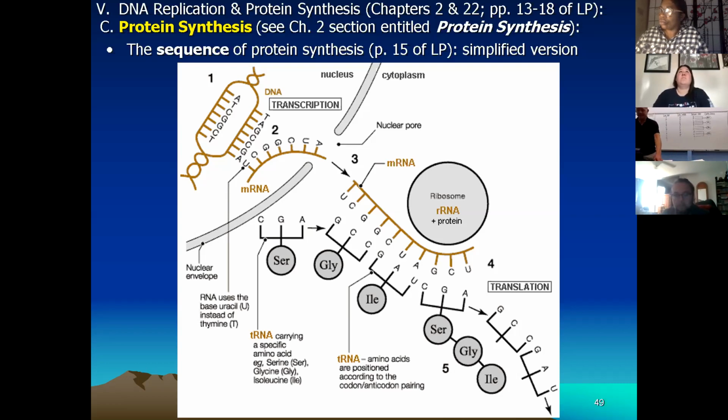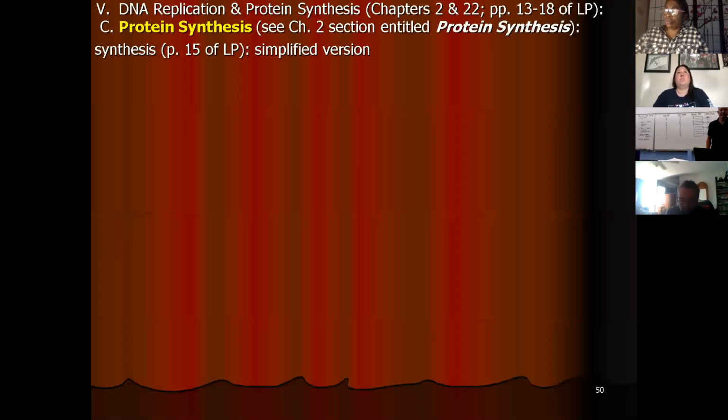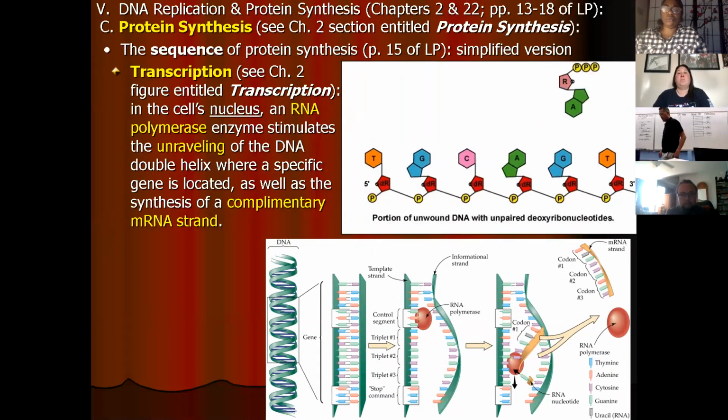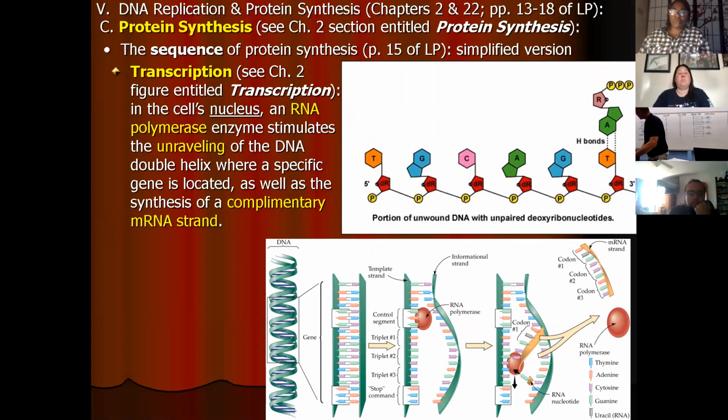Okay, let's start over here. All right, so we're going to start in the nucleus. And there's an enzyme in the nucleus called RNA polymerase. Let's see that in purple.